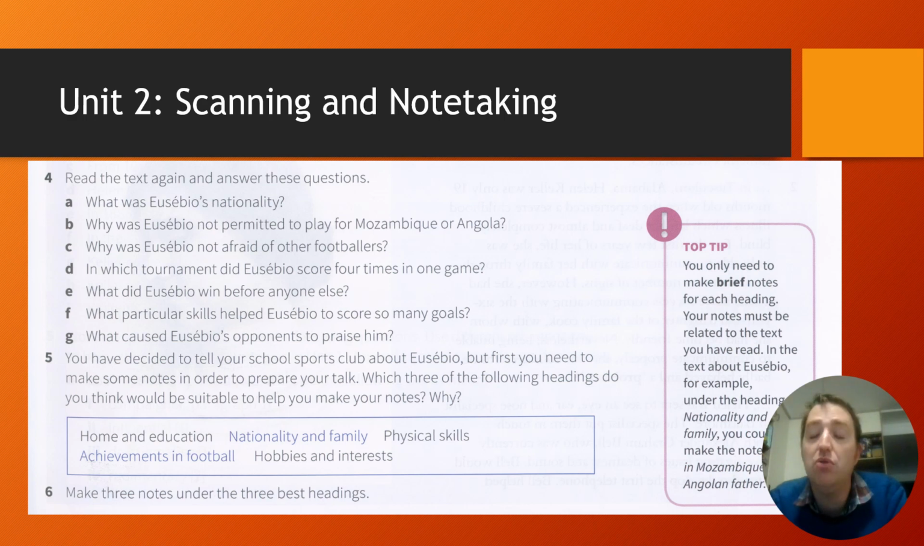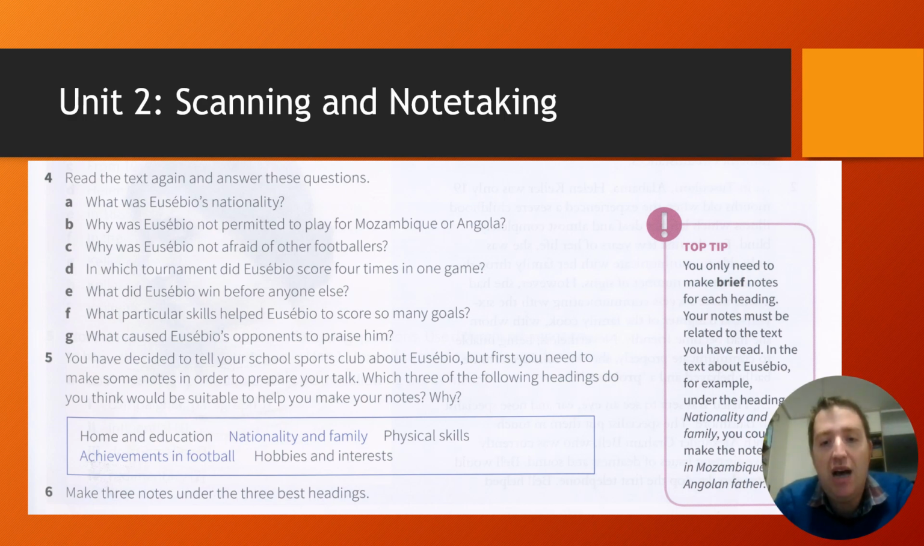Then we would do the note-taking section, where you see here, in this blue box, there are 5 potential headings for the notes. But only 3 of these are relevant to the Eusebio text. So what the students have to do is work together as a class to identify which of these headings are relevant to the text, and then within those headings, they have to make their 3 notes, because note making is one of the writing assessments on the writing exam at the end of the year.